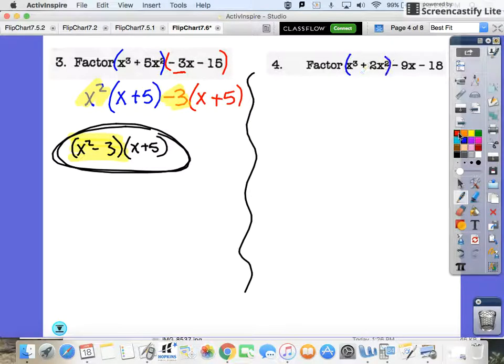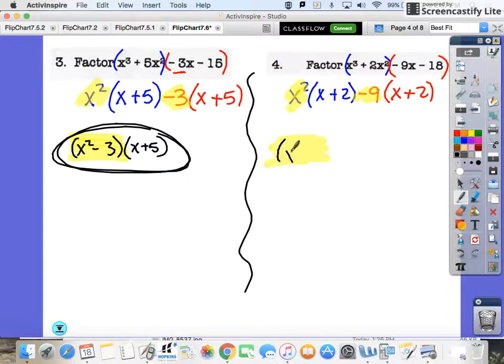Next one, one parentheses, two parentheses. In blue, what we can pull out is x squared. And we have x plus 2 left inside. And then in the red, what we can pull out is a minus 9. Because again, it usually matches right out front. Negative 9 divided by negative 9 is 1. Negative 18 divided by negative 9 is positive 2. Put those in their own parentheses. And then rewrite this once.